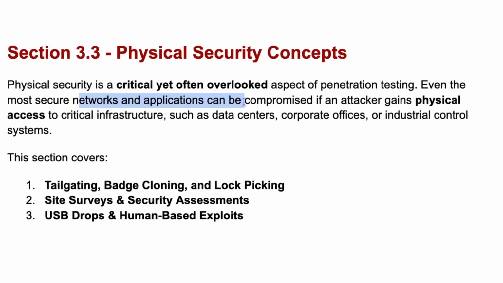Even the most secure networks and applications can be compromised if an attacker gains physical access to critical infrastructure like the data center or the corporate office or industrial control systems, because literally sometimes all it takes is to just have a USB thumb drive that's inserted into a web server or some kind of a network device, and next thing you know, you're already in. So they could have a really strong digital or technical secure posture, and all you need is to just plug in a USB, or literally get some human being who's very silly to plug in the USB for you. And then we'll talk about what that actually will entail.